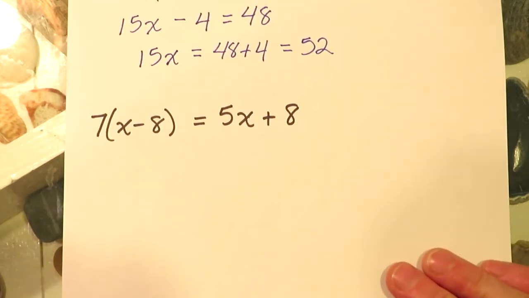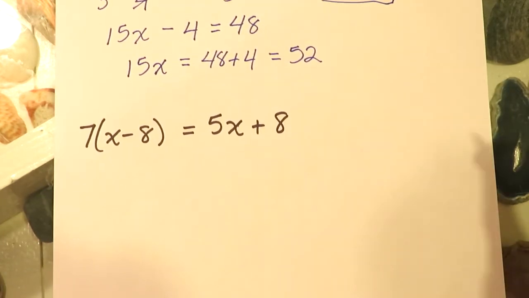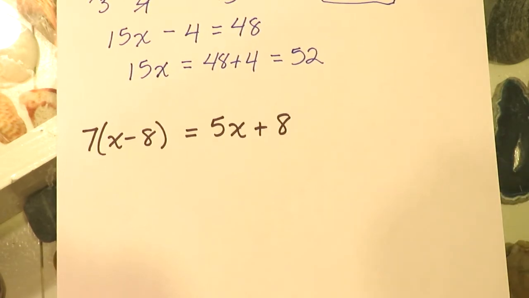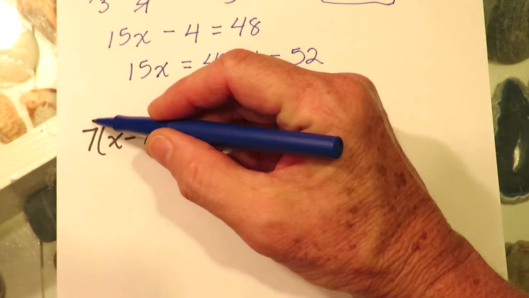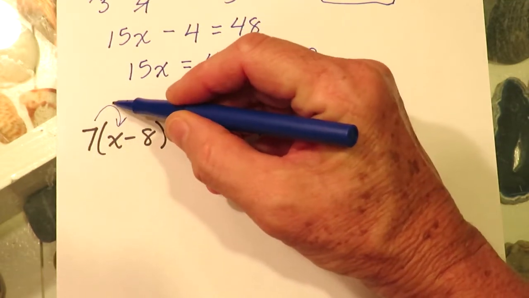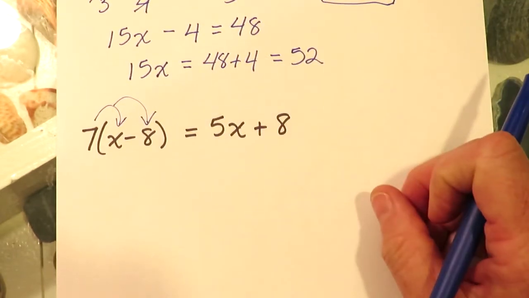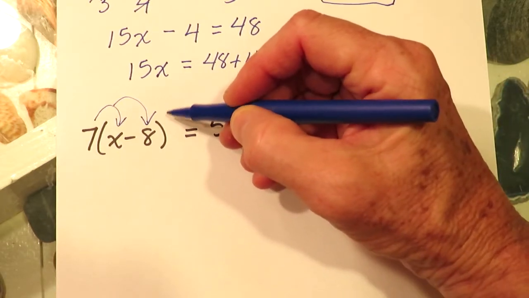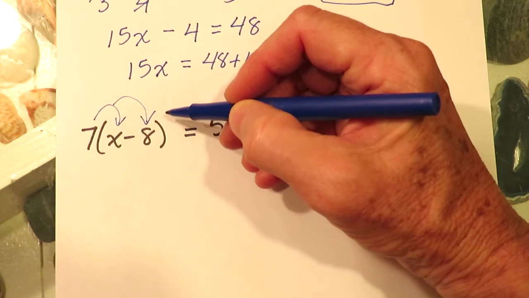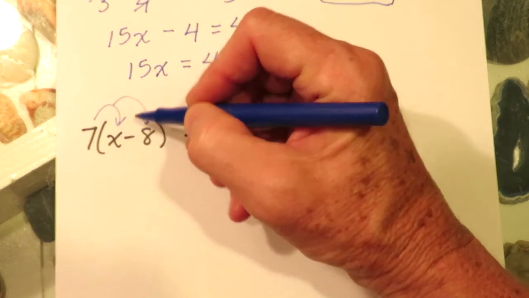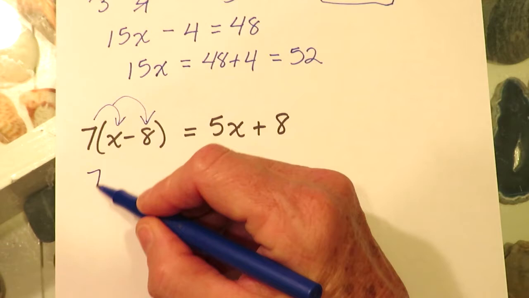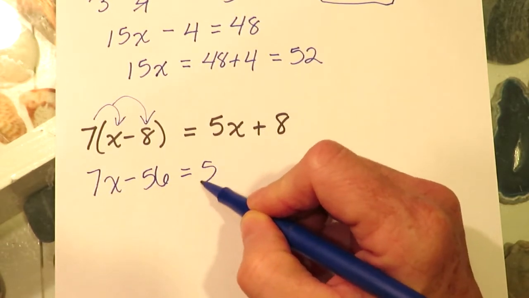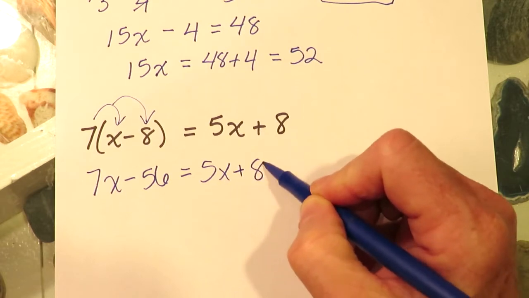All right, now here, again, I've got the variable on both sides, and I want to collect all the like terms, but before I could do that, I need to free the x from the parentheses by distributing. Again, it's legal to do that because my power here is technically 1. If you had a square, I would not be able to just multiply that 7 through. So I get 7x minus 56 equals 5x plus 8.